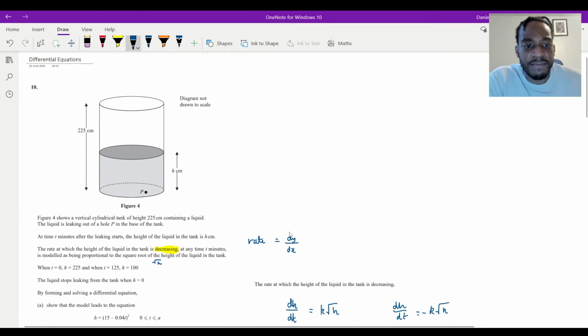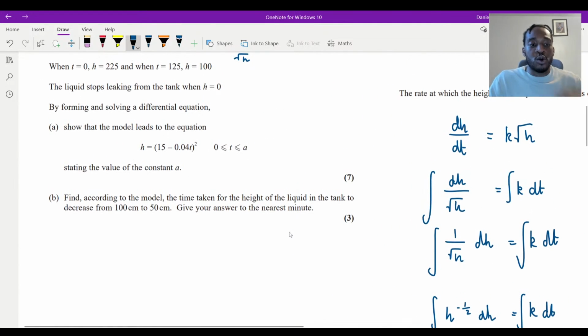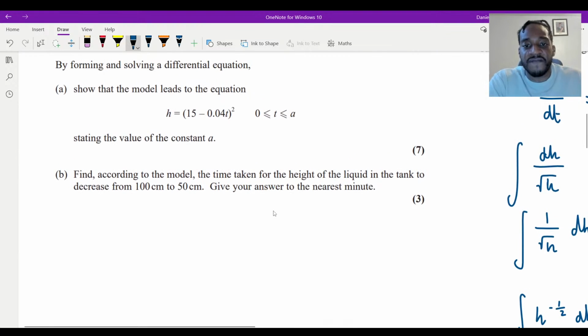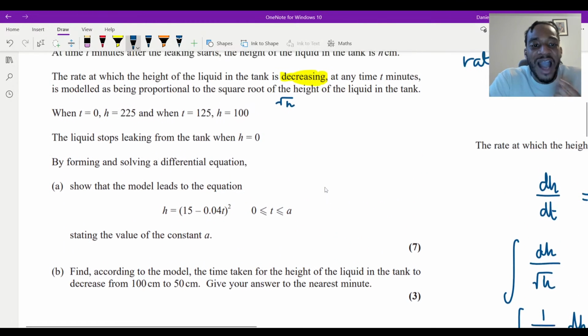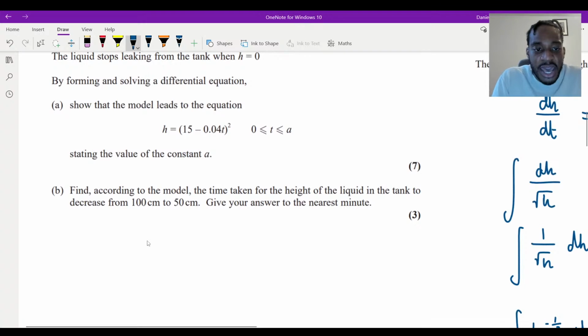And then we got part B, which says find, according to the model, the time taken for the height of the liquid in the tank to decrease from 100 centimeters to 50 centimeters. Give answer to the nearest minute. Now remember what we figured out. Remember, context is always important. We've got a model of the height of the water in this tank. It's h is equal to (15 minus 0.04t) all squared, right?